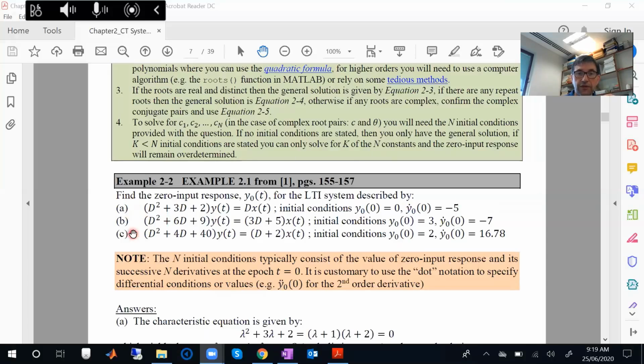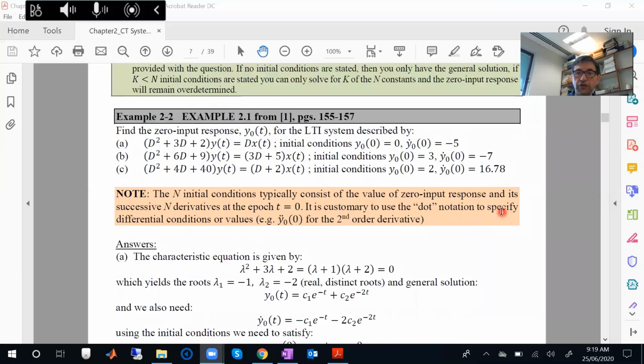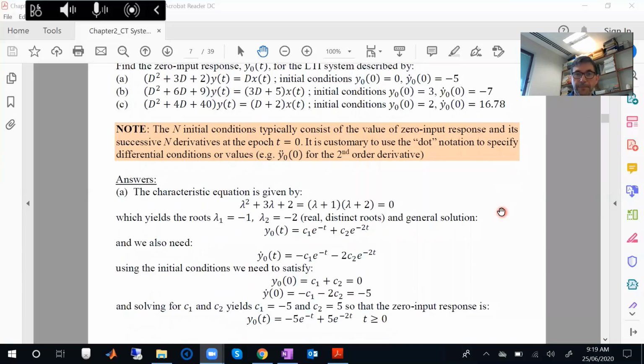And A, B, and C, the only difference between these three is the form of the differential equation and, of course, the initial conditions that we use. So let's solve. This is the characteristic equation, lambda squared plus 3 lambda plus 2 equals 0. Solve for the roots. What you get is real distinct roots.